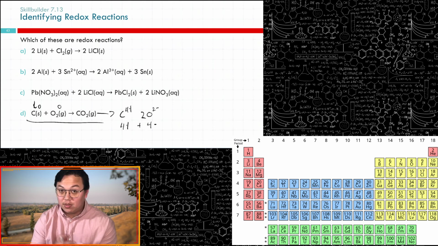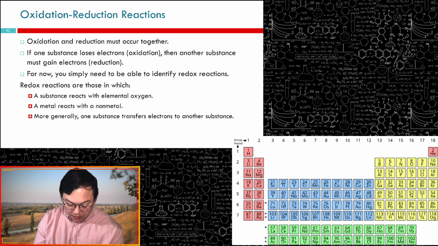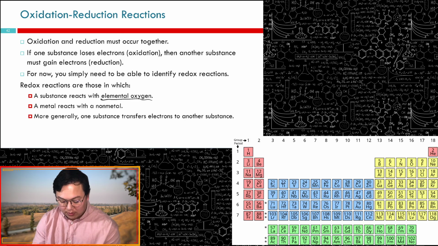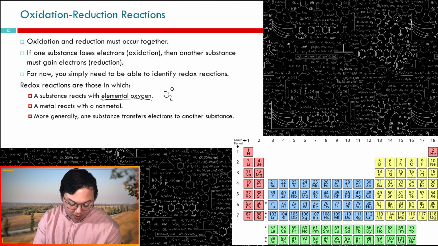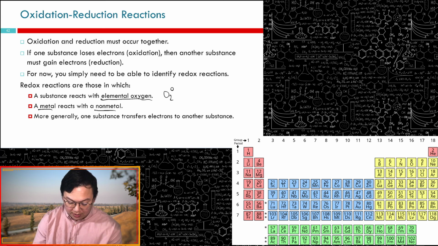Okay. The simpler rules are back here. So if a substance reacts with elemental oxygen, that's O2 with a 0 charge. If a metal reacts with a non-metal, those will form ions. And that's like we had previously: sodium, 0 charge, plus chlorine, Cl2, 0 charge. We now have a metal reacting with a non-metal.